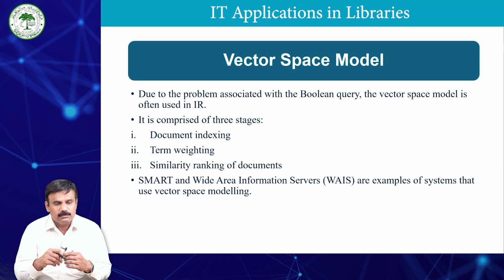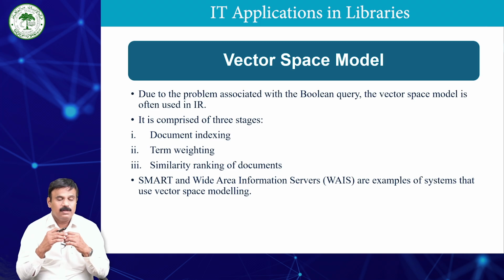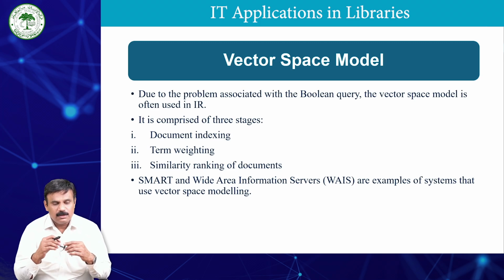Vector space model, on the other hand, addresses the problems you faced in the IR system using the Boolean models. So the vector model has been introduced. It has three stages. One is document indexing, which gives term weighting and the similarity ranking of documents. So here weightage is also given for the different terms, and there is a similarity ranking of documents.